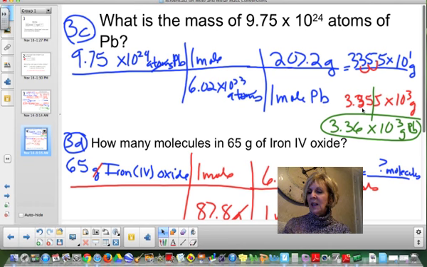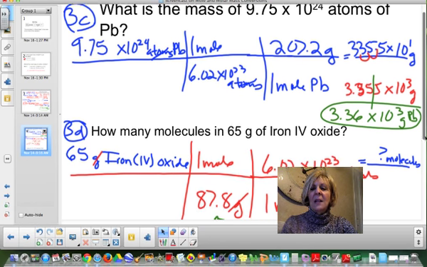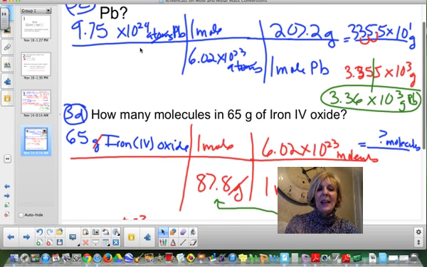So now I have to get it in correct scientific notation, so I move that decimal over, make this number smaller, have to make that exponent bigger. I look over here at my original problem, which I have 3 sig figs, so I have to round to 3 sig figs, and I have 3.36 times 10 to the 3 grams of lead. That is how much that many atoms of lead weigh.